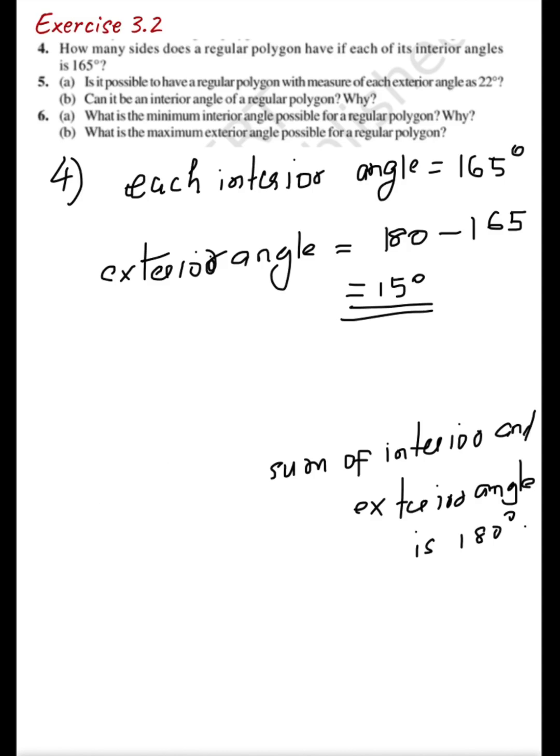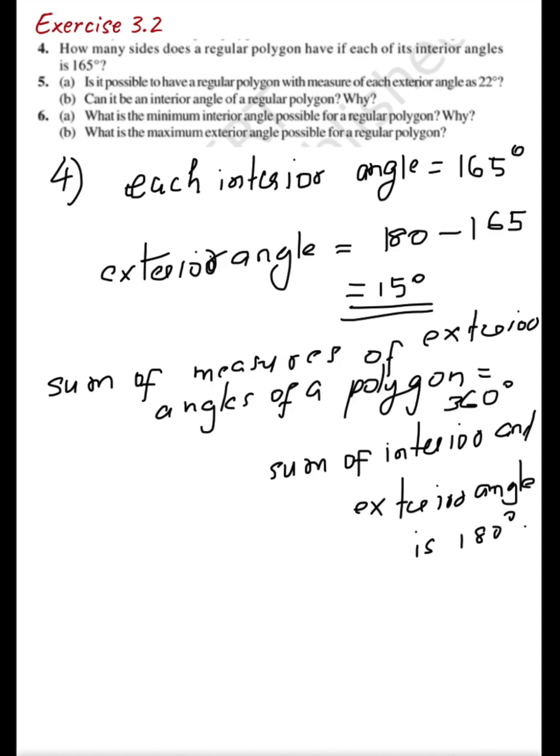But our question is not that. Our question is how many sides a regular polygon has if each of its interior angles is 165 degrees. So we have found the exterior angle from the given interior angle, and now our next task is to find the number of sides. And you know one more thing: the sum of the measures of the exterior angles of a polygon is equal to 360 degrees.